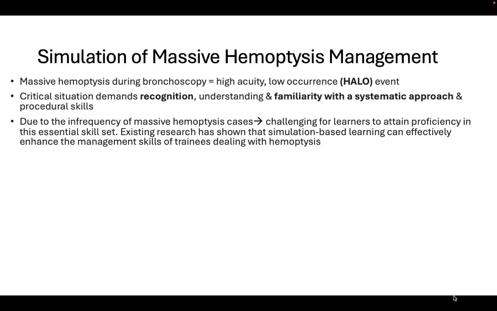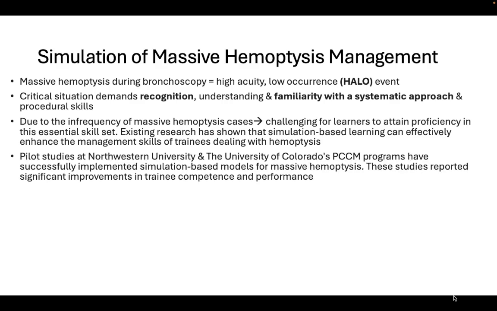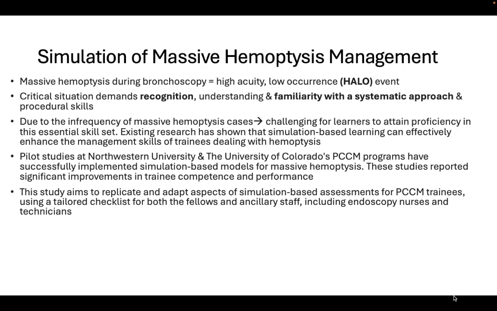Existing research has shown that simulation-based learning can effectively enhance management skills of trainees dealing with hemoptysis. There are pilot studies that have been conducted at Northwestern University and the University of Colorado's pulmonary critical care medicine programs that have successfully implemented similar simulation-based models for massive hemoptysis, and they've reported that trainees have significant improvements in competence and performance when managing massive hemoptysis in a bronchoscopy.